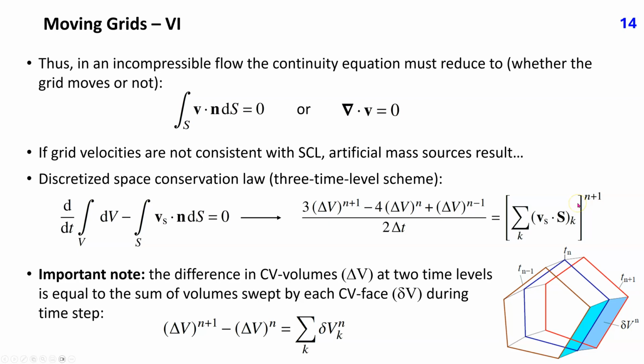It is important to note that the difference in cell volumes at 2 consecutive time steps is equal to the sum of volumes swept by each face during one time step, as given by this expression. The volumes swept by one cell face during 2 consecutive time steps are indicated in this figure.